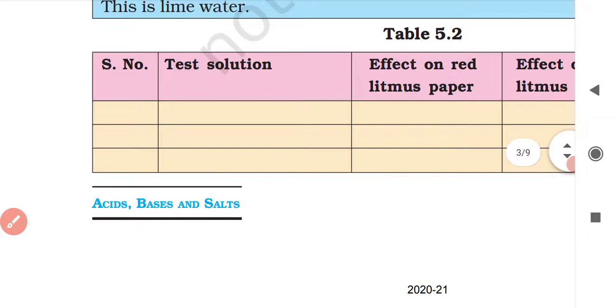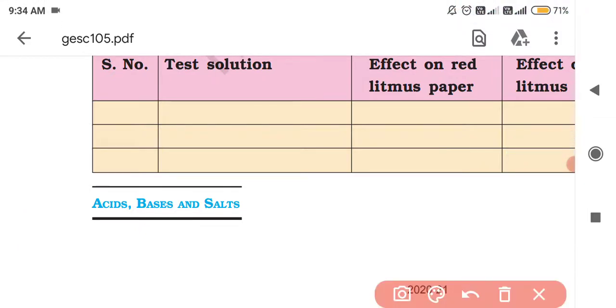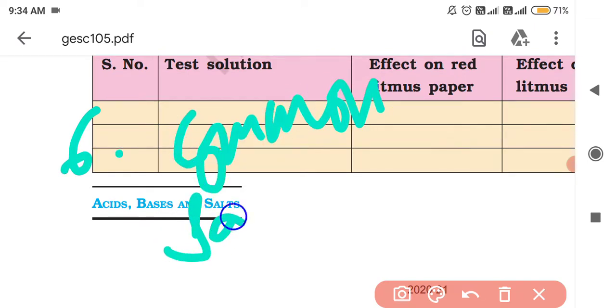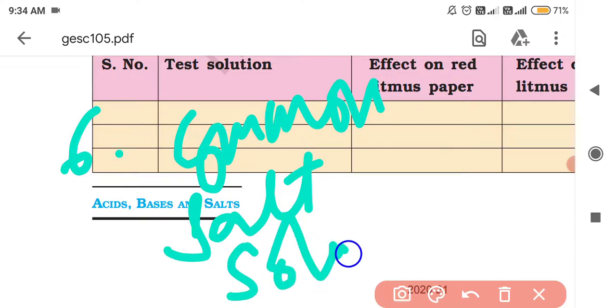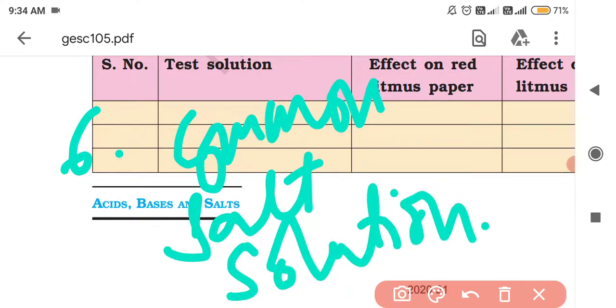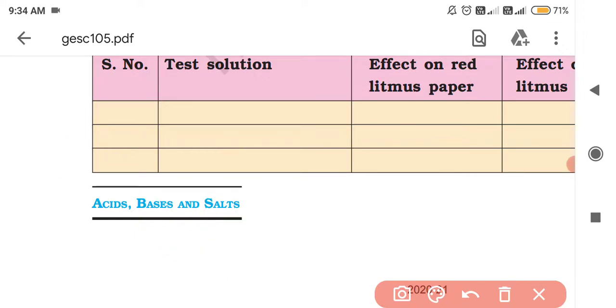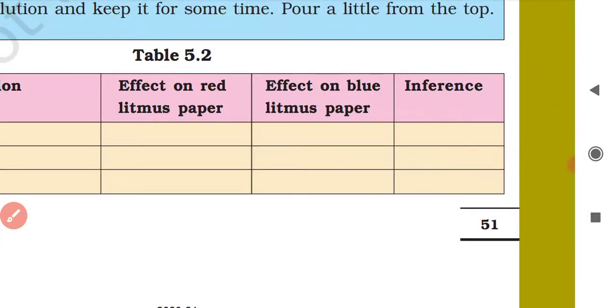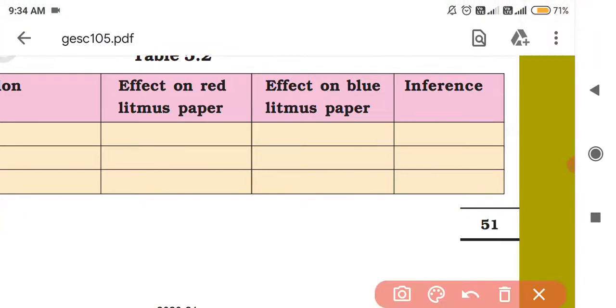Next is your common salt solution, number 6. Common salt solution. Okay, now common salt is sodium chloride, which you have at your home. The salt which you eat, which you consume with the food, is the common salt. And when common salt is mixed with water, it will become common salt solution.